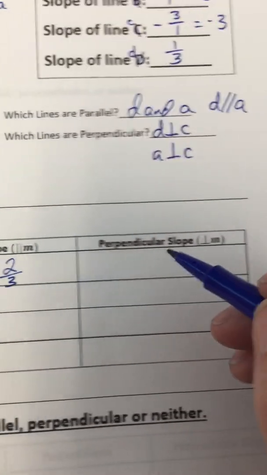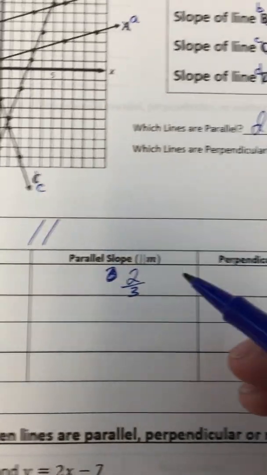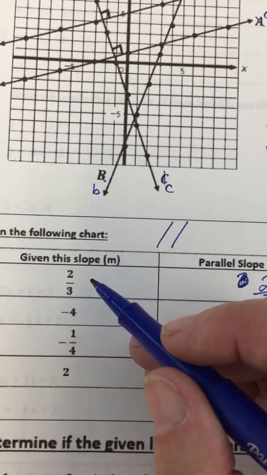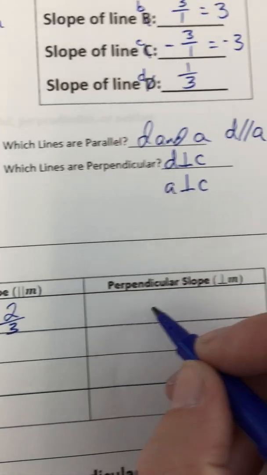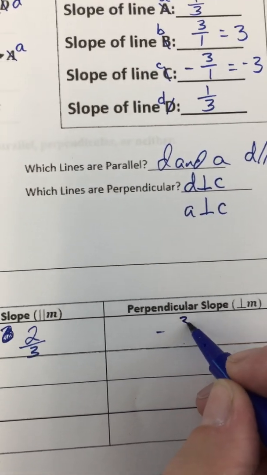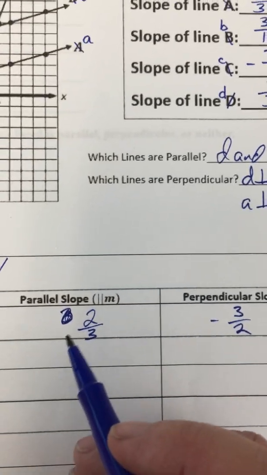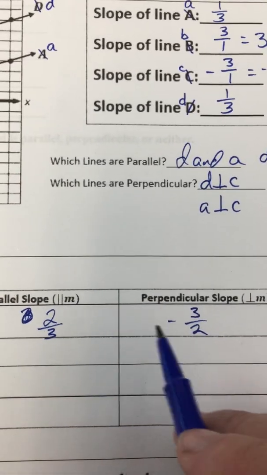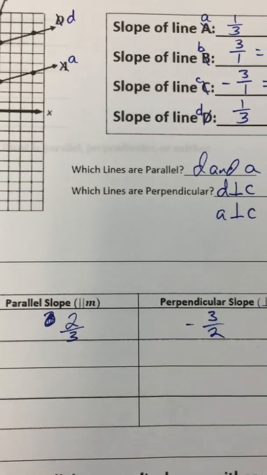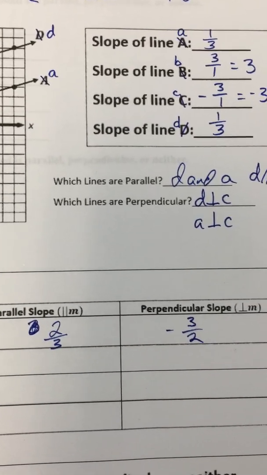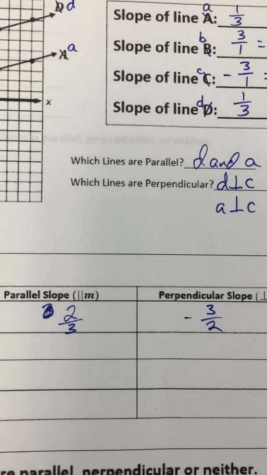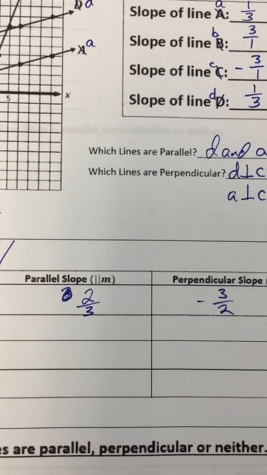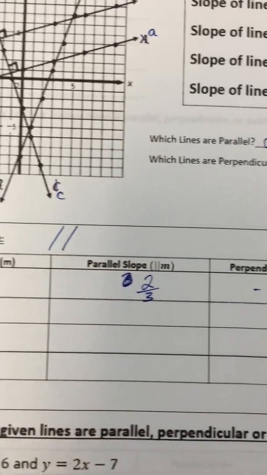Parallel line the same. Now what will be the slope of a perpendicular line? I take my line and flip it upside down. This one's positive, so the new one's going to be negative and flipped upside down. So this is going to be negative 3 over 2. So the parallel is 2 over 3. The perpendicular will be negative 3 over 2. Opposite signs and flipped upside down. That's called the opposite reciprocal. When you flip it upside down, it's a reciprocal. So these are opposite reciprocals. Opposite sign and then reciprocal, meaning flipped upside down.